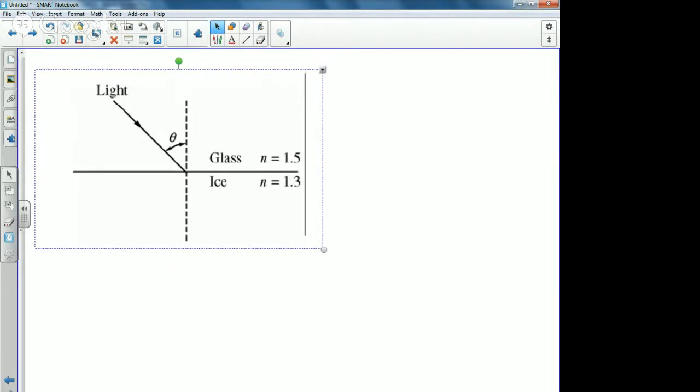Glass into ice, 1.5 to 1.3. It should be getting, no, faster, because it's less dense. And if it's getting faster, that means the angle should be getting bigger. The speed and angle and wavelength are all directly related. So if this is measured from the normal line, it should look more like this with a larger angle.